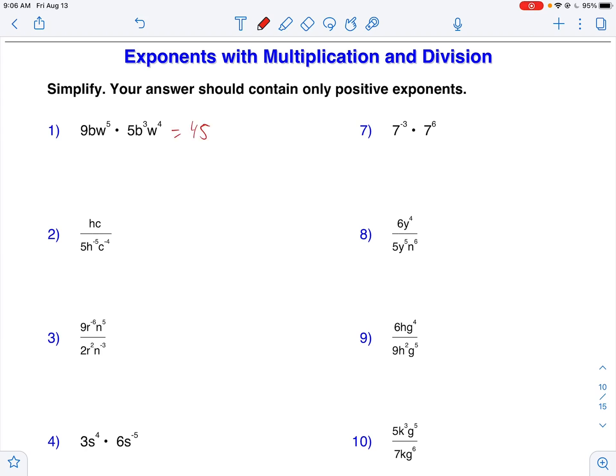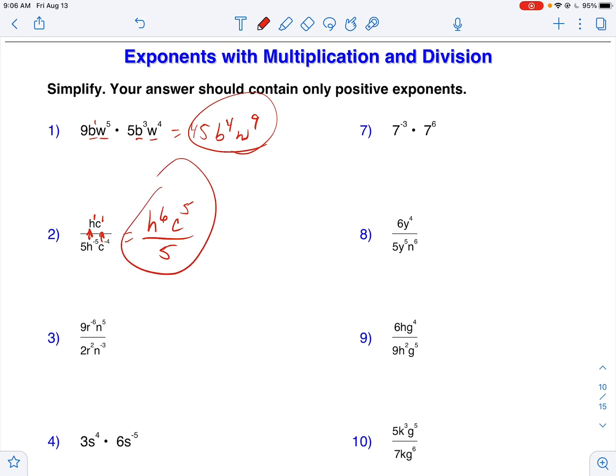9 times 5 is 45. I got a b and a b. There's 1b and 3b. That's b to the fourth. I got w and w. 5 plus 4 is w to the ninth. This h is coming up, adding to that one. I've already got 1 on top. The c is coming up. It's adding to that one. So I got h to the 5 plus 1 is 6. c to the 4 plus 1 is 5. Nothing happens to the 5. It doesn't have any exponents. It can't divide. Voila. Same base. Add them. A negative 3 plus a 6 is just 3. And we already did that one. 343.